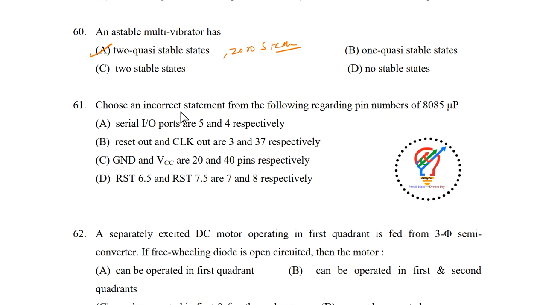Now next, choose an incorrect statement from the following regarding the pin numbers of 8085 microprocessor. Here I see there are 40 pins in the 8085 microprocessor. You have to remember that 40 pins also. The serial input output ports, that is SID and SOD, are 5 and 4 respectively. It is correct. Reset out and clock out are 3 and 37 respectively. It's right. Ground and VCC are 20 and 40 pins respectively. It's right. And this is a wrong statement. RST 6.5 is at 8 and RST 7.5 is 7. So RST 6.5 and 7.5 are 7 and 8 respectively. So wrong. Okay, next one.